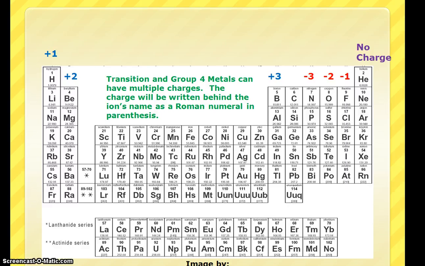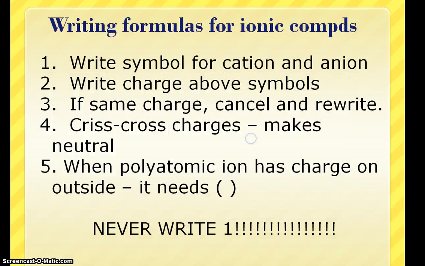And the transition metals in group 4s can have multiple charges. Remember, I gave you this sheet called the common ion charges sheet that has all of them listed for you. When we're writing their formulas, the name of the ion is going to have the charge as a Roman numeral in parentheses behind it. So that's how we're going to figure that out.